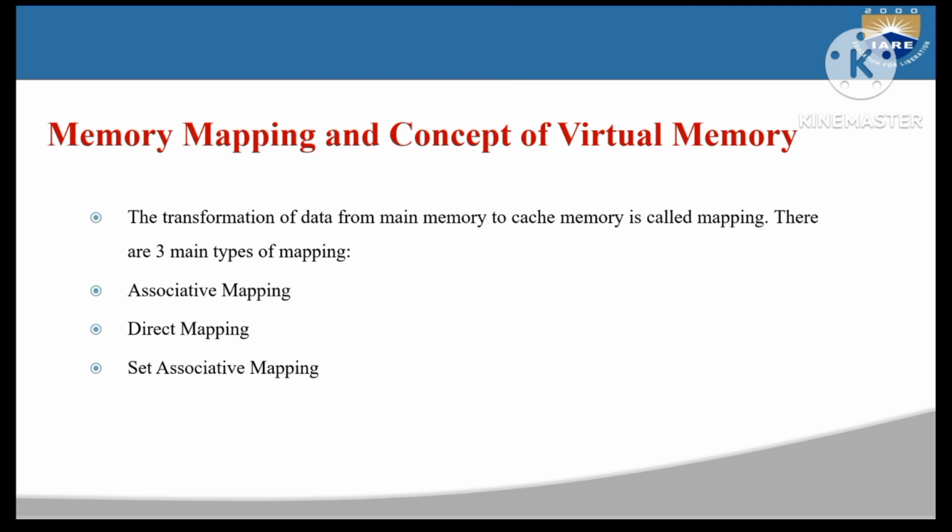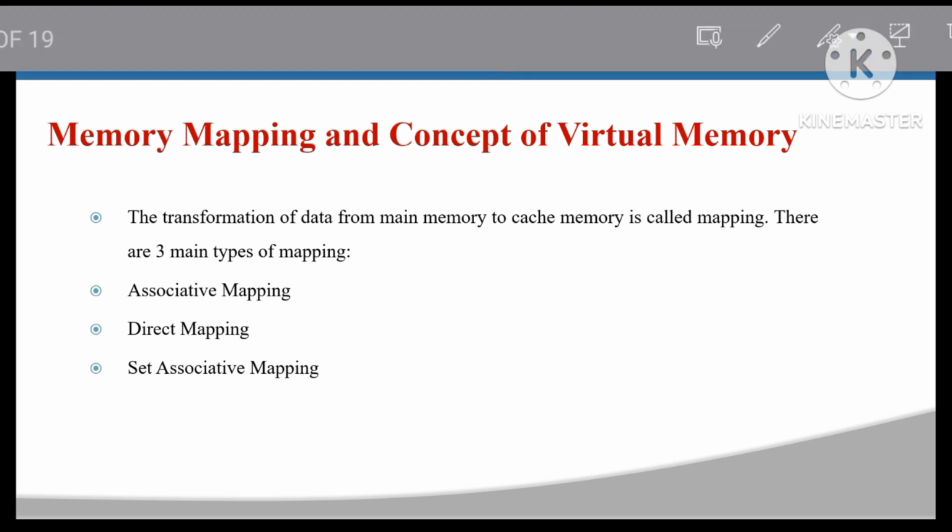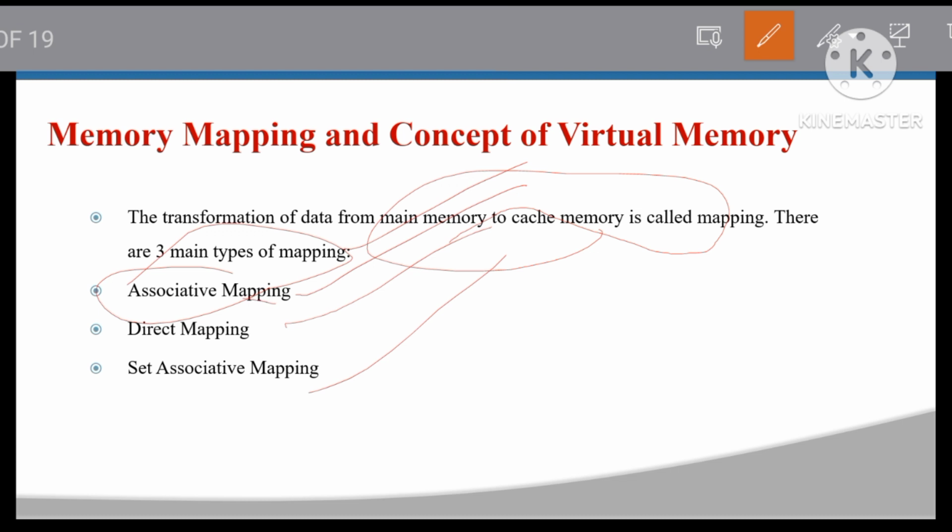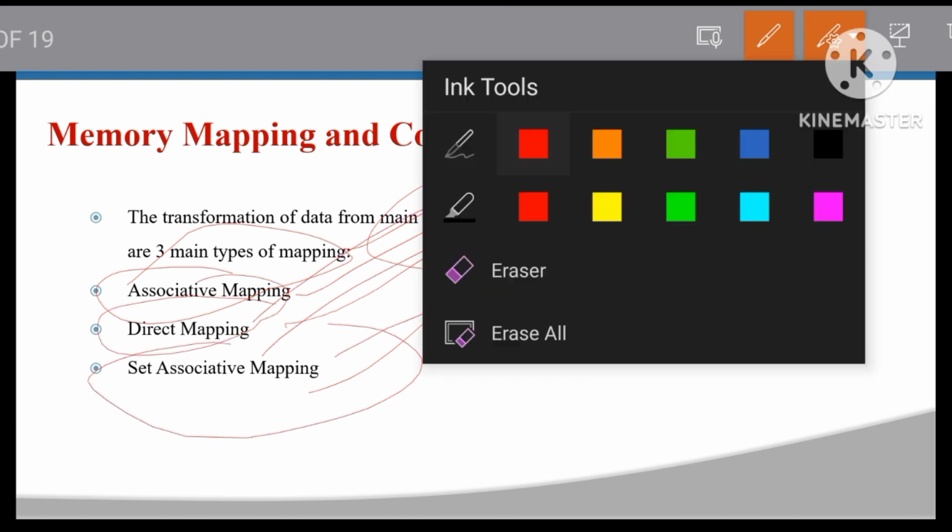Now let us see memory mapping and the concept of virtual memory. What does memory mapping mean? Memory mapping means the transfer of data from main memory to the cache memory. Mapping describes how the transformation of data from main memory to cache memory occurs. There are three types of mapping: associative mapping, direct mapping, and set associative mapping. I will discuss them briefly now.